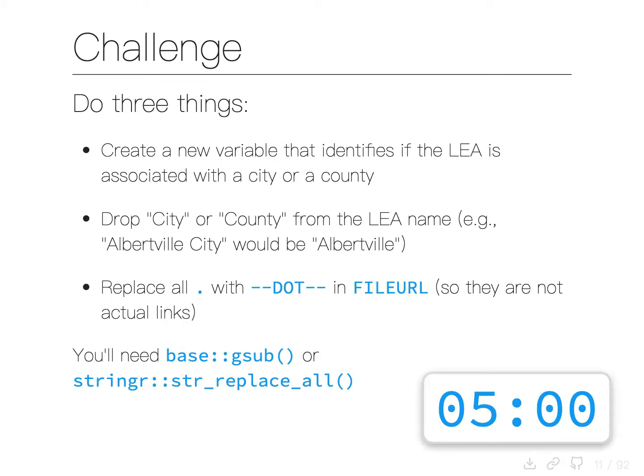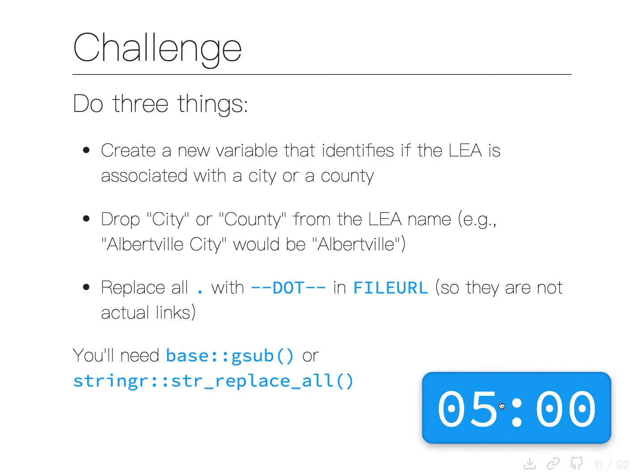Then I would like you to drop city or county from the LEA name, okay? So it should only say blah, not blah city, okay? And then finally, this one's totally artificial, but I wanted something to have you practice escaping. In the URL, replace all the actual dots with dash dash DOT in caps dash dash. Okay, so you'll need to use either base gsub or stringr str_replace_all to do this. Okay, so 5 minutes. Go ahead.